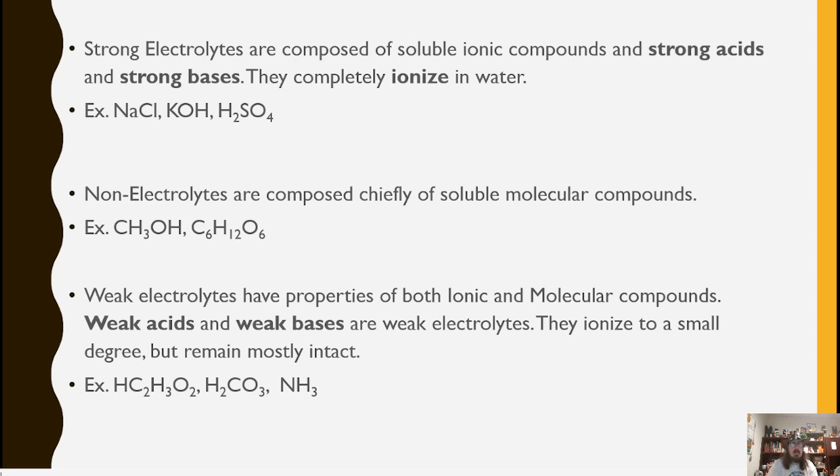Now, a weak electrolyte has properties that are both ionic and molecular in nature. These are most often considered weak acids or weak bases. They ionize to a small degree but remain mostly intact. Acetic acid is a weak acid. Carbonic acid is a weak acid. Ammonia is a weak base. So these guys are examples of weak electrolytes.